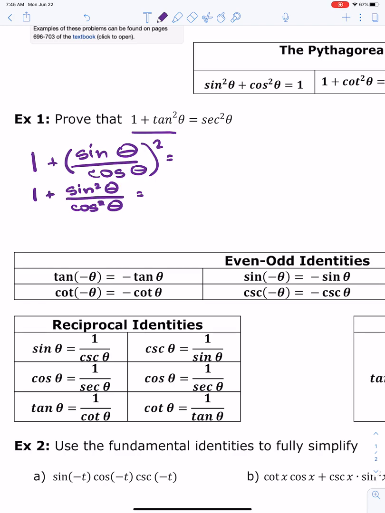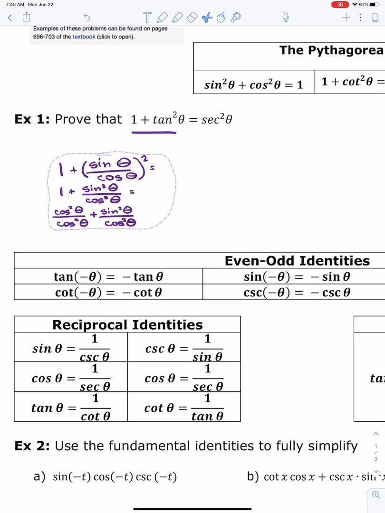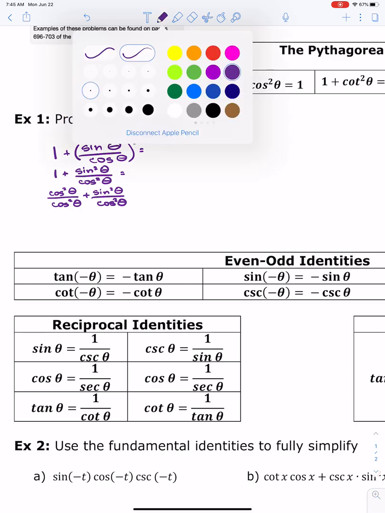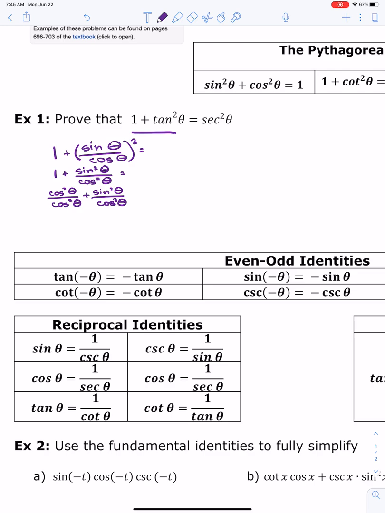So I have two numbers that I want to add. I can't do that until I have a common denominator. And so I'm going to multiply the 1 by cosine squared theta. And since I wrote super big, let me see if I can shrink this down so I can get my last line in underneath there. Perfect. Okay, and so we've got that common denominator now.